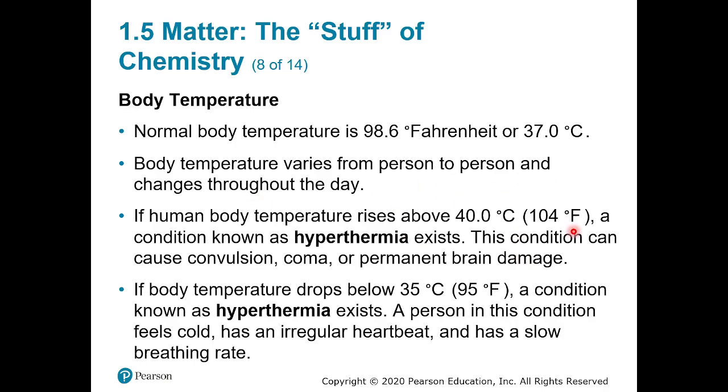Now, if the human body temperature rises above 40 degrees Celsius or 104 degrees Fahrenheit, that's called hyperthermia. Okay, hyper meaning greater, thermia meaning temperature, right? And at this point, this condition can actually cause convulsions, coma, or permanent brain damage. What's happening is your enzymes, your body functions best within a narrow temperature range. Narrow temperature range is usually a range somewhere in the 4 degrees Fahrenheit. Interestingly enough, camels can actually range 6 degrees Celsius. They're the mammals that can range the largest amounts.